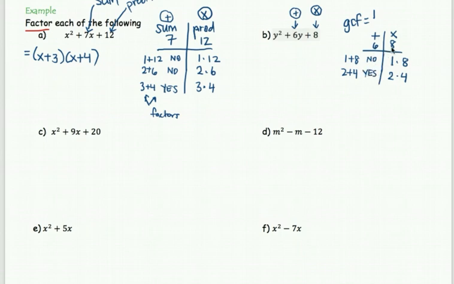So it means there are two conditions. Think of it like you need to think of two numbers. They have to multiply to 8, but they also have to add to 6. So you have to find the two numbers that will work for both of these conditions.